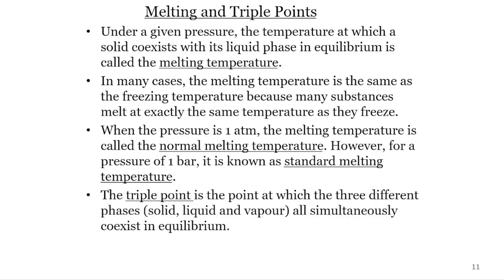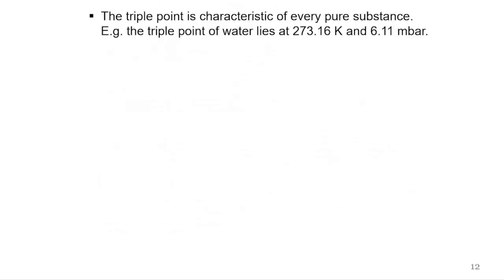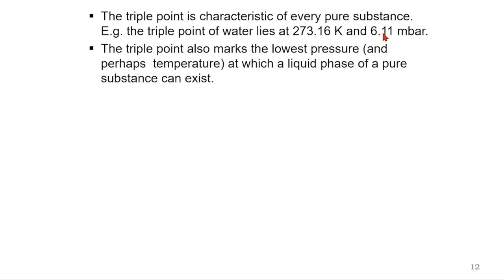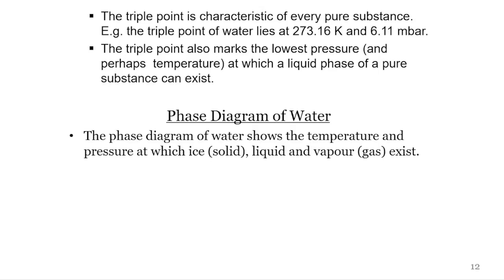The triple point is the point at which the three phases coexist in equilibrium. For example, the triple point of water is 273.16 Kelvin, and it happens at a pressure of 6.11 millibar. The triple point also marks the lowest pressure and perhaps temperature at which a liquid phase of a pure substance can exist. So let's look at the phase diagram of water.